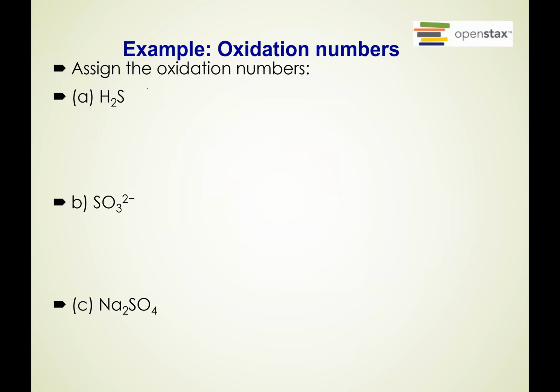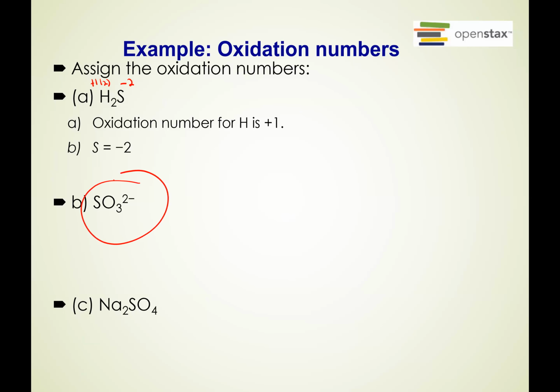Okay, so using our rules, did you hear any rule with sulfur? Nope, which means there isn't a rule with sulfur. So you have to use another one. Was there a rule with hydrogen? There was. Hydrogen is usually a +1. Okay, so if hydrogen is a +1 and there's 2 of them, what is sulfur's oxidation state going to be here? -2, which is the same as the charge. Sometimes the oxidation state is the same as the charge. Sometimes it's not.